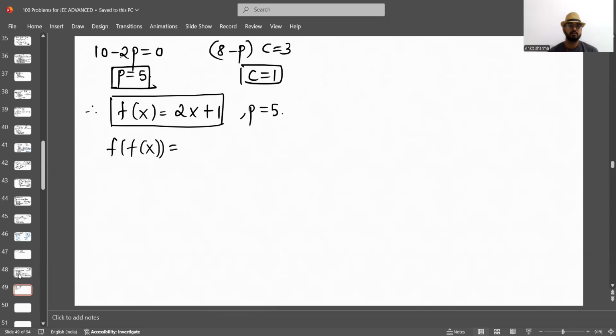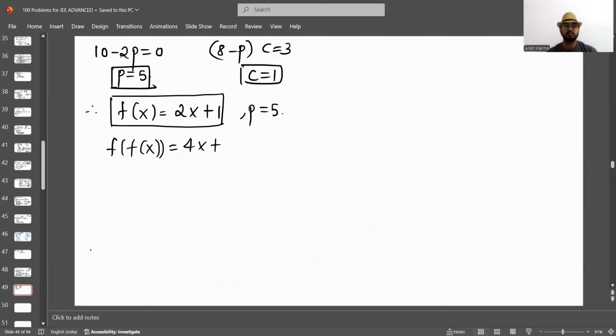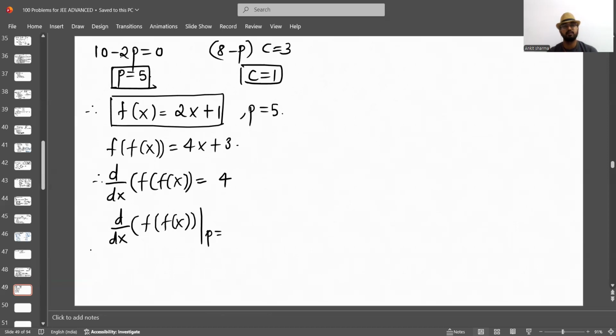I already have it here. Oh no, we're lucky. We have here 4x + 3c, so 4x + 3c, I have it. So I have this thing, and now I want the derivative. If I differentiate it on both sides, I get simply 4. Now it does not matter at what point I find it, because the derivative turned out to be constant. So even at p equal to 5, I'm going to get 4.